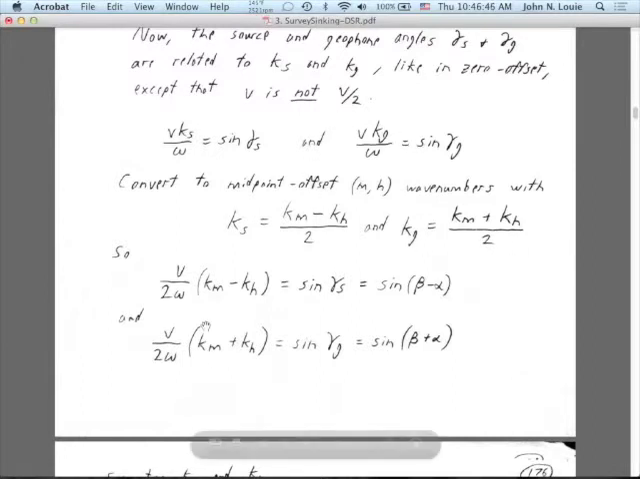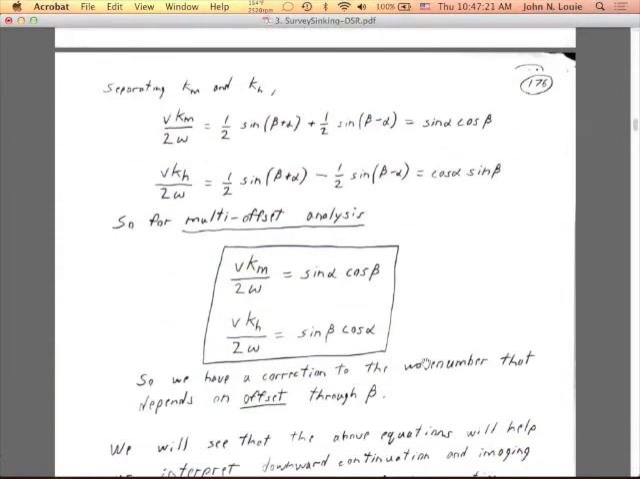Let's substitute in. And so we have v over 2 omega times the quantity km minus kh is equal to sine gamma sub s, which is equal to sine of beta minus alpha. And then we substitute in for k sub g. And so we have v over 2 omega times km plus kh. That quantity is equal to sine of gamma sub g, which is equal to the sine of beta plus alpha. Okay, so now we have to separate km and kh into two different equations.